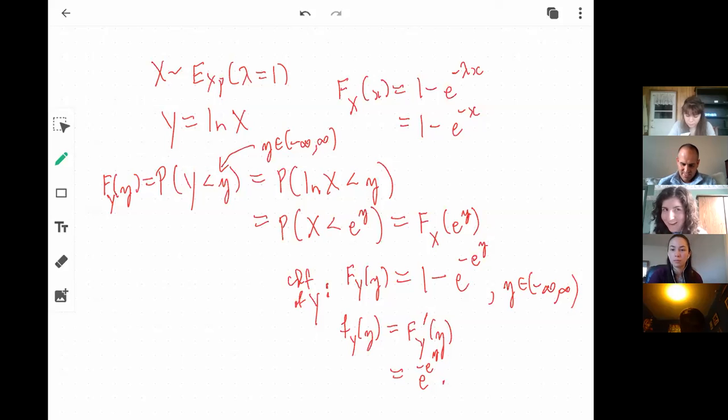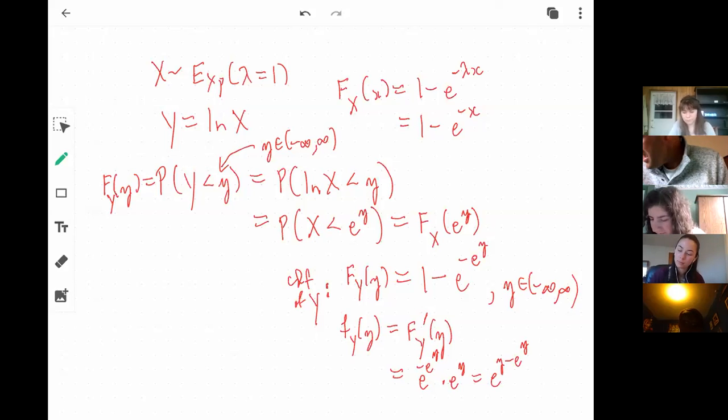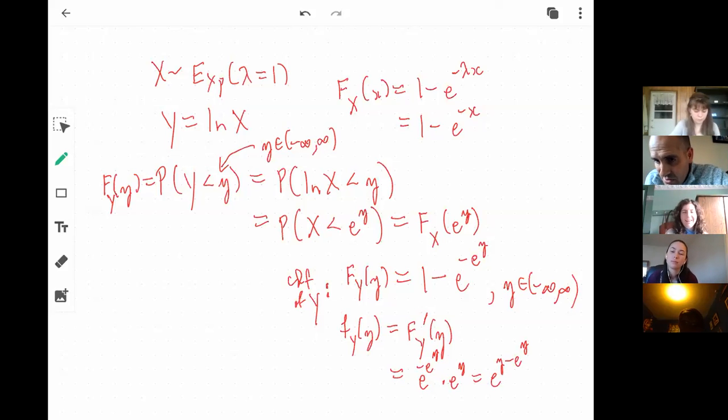E to the y. Yeah, e to the y, which if you really want to be extra clever, since both have the base e here, I could put everything up in the power. This is just e to the y minus e to the y. You see what I'm saying? And there's the density. And what's so weird is apparently this should integrate to 1. You know what I'm saying?